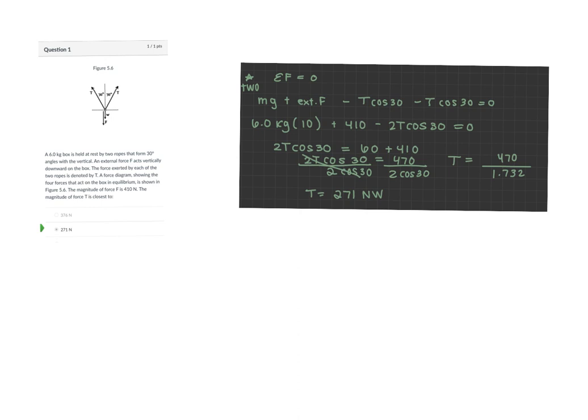Now I want to isolate it and leave the T to one side, so we divide by 2 cosine of 30, and we do 470 divided by 2 cosine of 30. T equals 470 divided by 1.732, which gives us the answer that T is 271 newtons in tension. So that means that each of the T's is approximately 271 newtons.